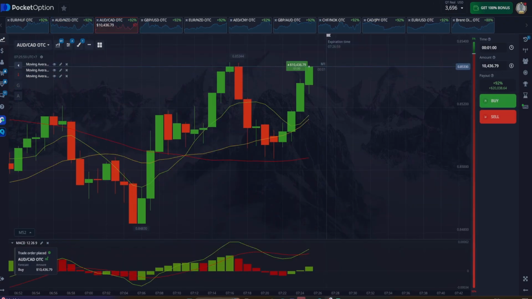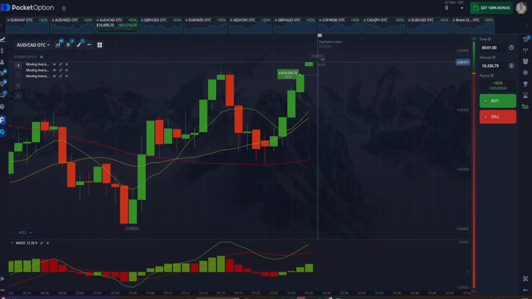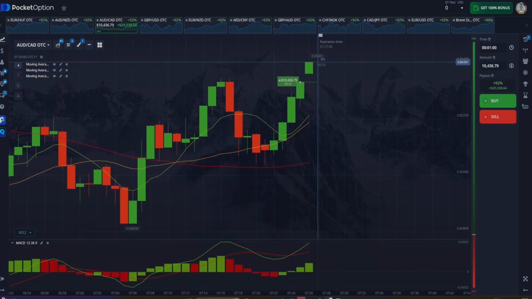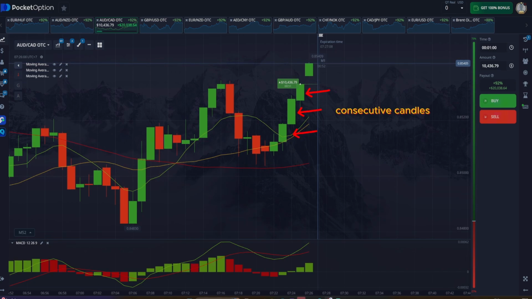All right, traders. This time, I decided to enter a buy position because we have 2 strong confirmation signals. First, on the price chart, we can see 3 consecutive candles moving in the same direction. This is a strong indication that the trend has consistent momentum. Such a pattern often suggests that the move will continue in the same direction, especially when there's no significant resistance in the nearby price area.